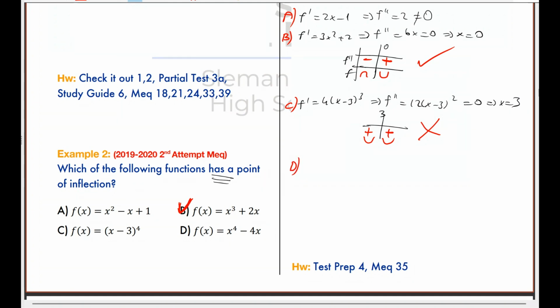Option D. F prime 4x cubed minus 4, f double prime 12x squared. When you equalize second derivative to 0, x will be 0. Let's make a table. When you pick a number more than 0, it will make second derivative positive. Pick a number less than 0. Since you are squaring it, it's also positive. So concavity doesn't change. We don't talk about point of inflection. Only option B has point of inflection.